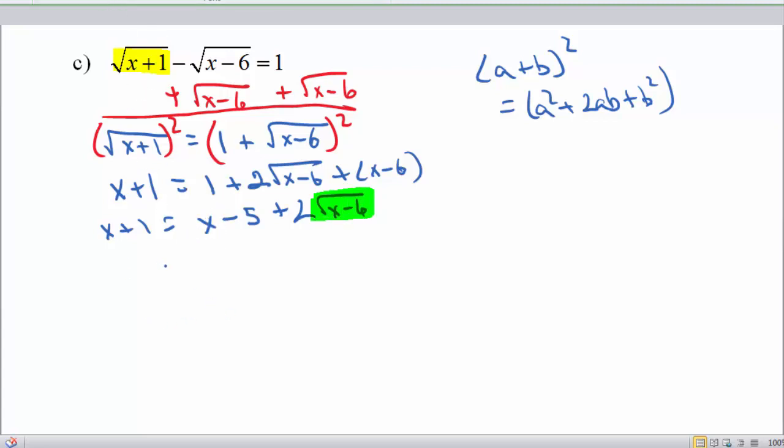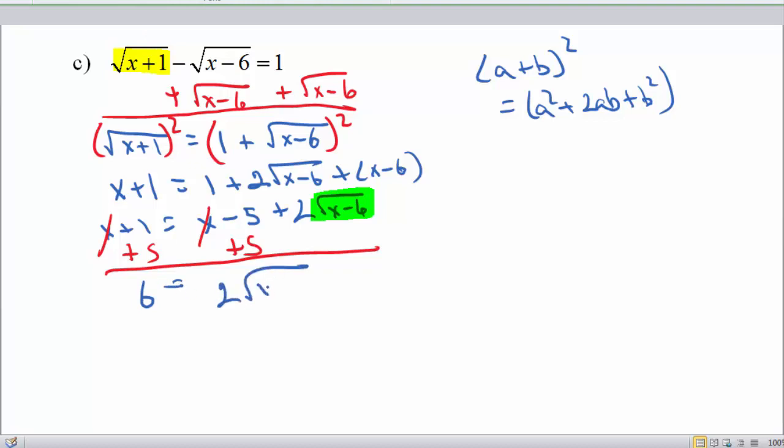So at this point, I would realize, hey, I've got an x on both sides, so they're just going to cancel each other out. And now I would have to add 5 to both sides, right? So I would end up with 6 equals 2 radical x minus 6. And since I'm still isolating this, how do I get rid of that 2? I just divide. So that's now 3 equals the square root of x minus 6.